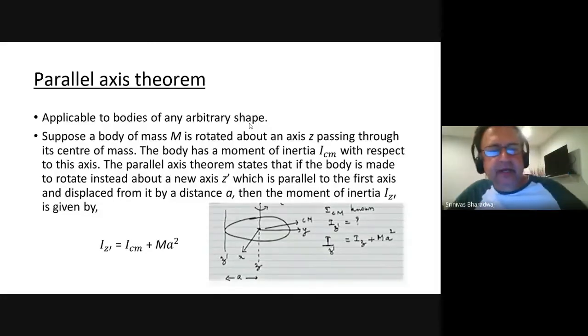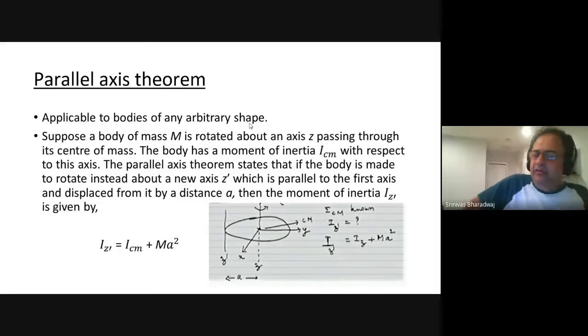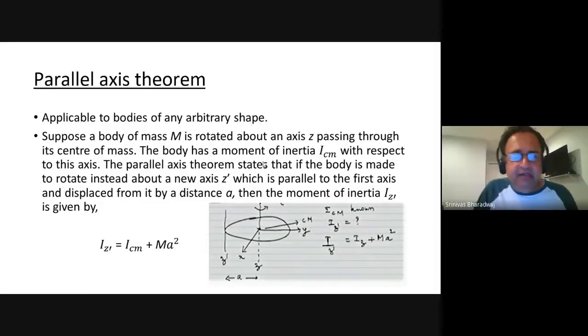We already discussed that the moment of inertia about the center of mass is the lowest, right? Therefore, ICM plus Ma square. If you have it about this point, a is L by 2, so ML square by 12 plus ML square by 4. Therefore, you end up with ML square by 3. So that is the parallel axis theorem: Iz prime equals ICM plus Ma square, where a is the distance between C and Z.